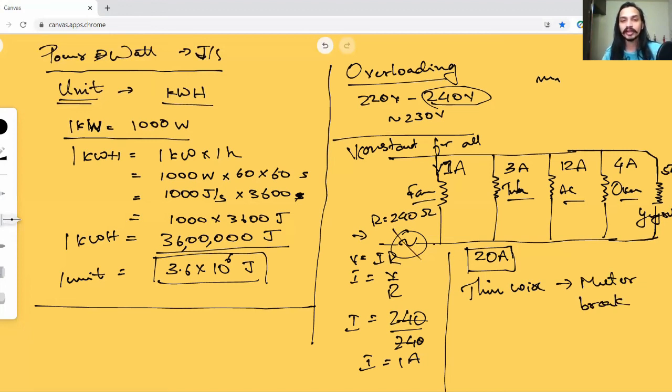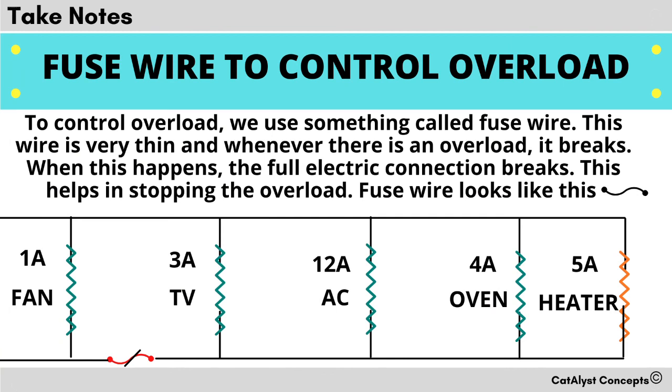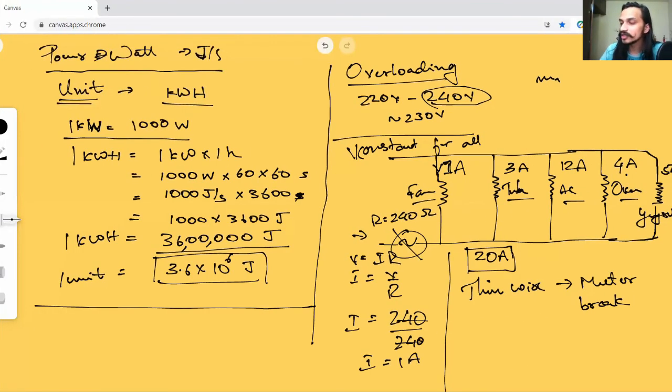Because the fuse breaks, your entire connection becomes an open circuit, meaning no current can pass through it, because there's just no way for the current to come here once the fuse is broken. So this wire is going to be gone, but at least all of your appliances get saved. Ultimately, that one little wire is going to save your entire house from getting damaged. So this is what overloading is and how we avoid overloading using fuses.